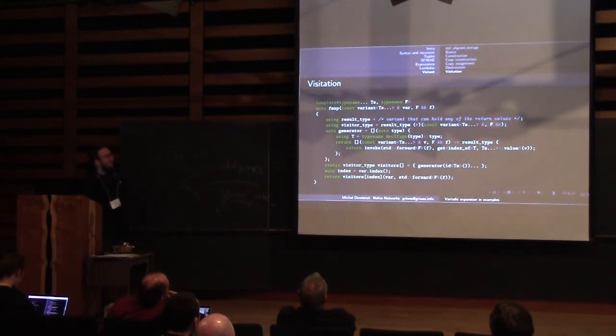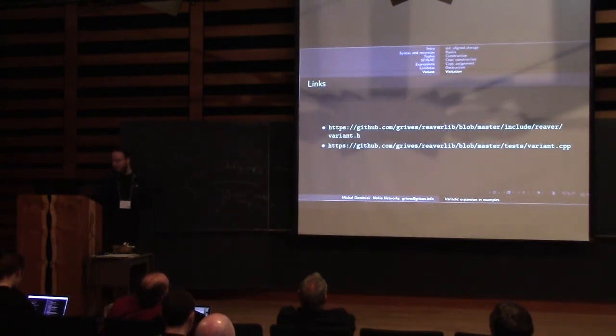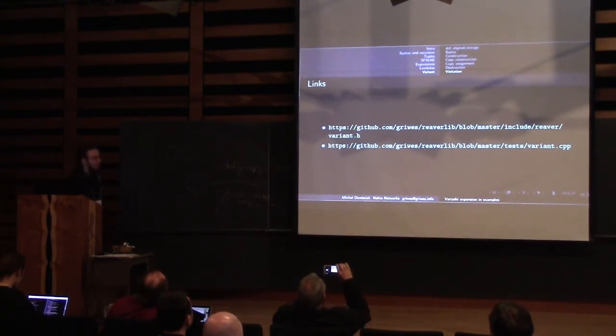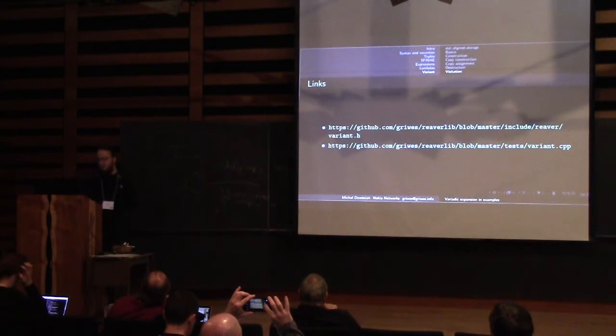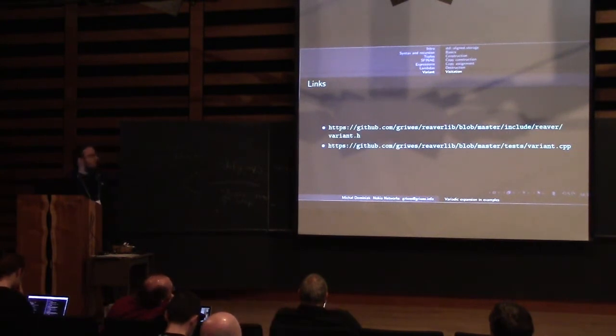Got it. Okay. So that's everything I have on slides. You can find the variant type and tests for it over there. There's a lot more code inside. There's some code to support references by replacing them with reference wrappers. There are some additional constructors.